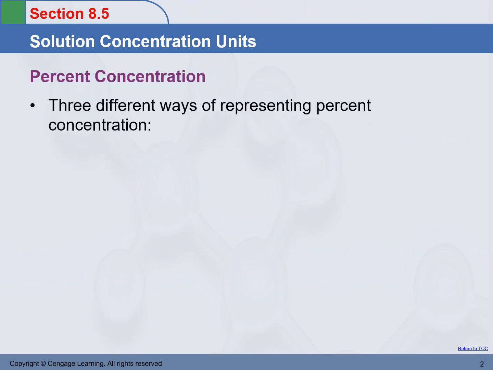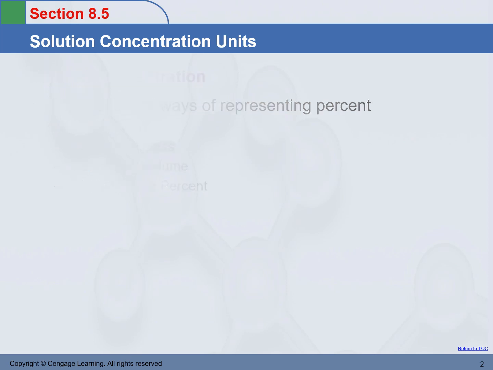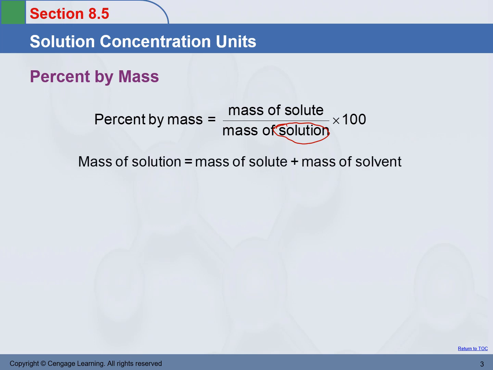There are actually three different ways of representing percent concentration: percent by mass, percent by volume, and percent by mass over volume. Percent by mass equals the mass of solute divided by the mass of solution, multiplied by 100 to convert it into a percentage. Again, at the bottom is the mass of solution, not the mass of solvent. Mass of solution means the sum of the mass of solute plus the mass of solvent.